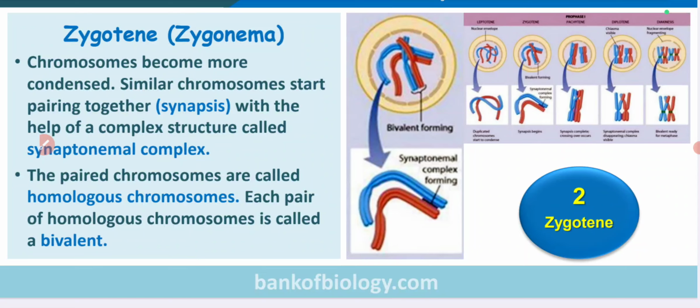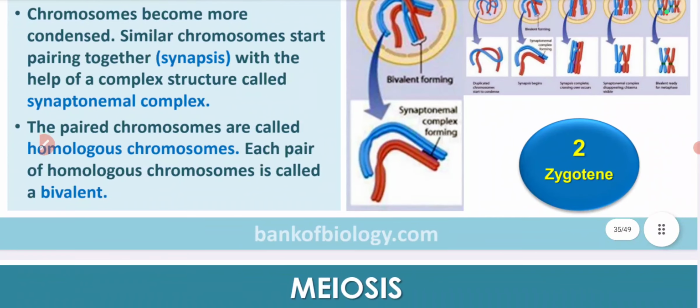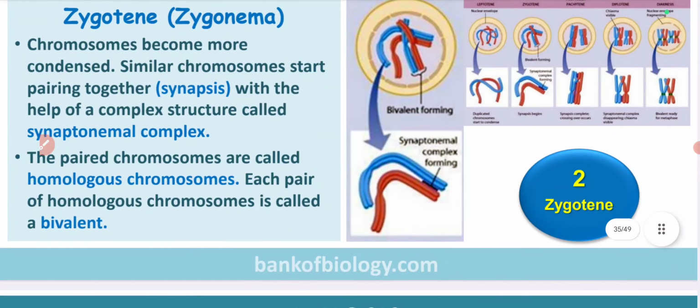And here you can see the help of a complex structure called the synaptonemal complex. So how does synapsis occur? The pairing of similar chromosomes occurs by the synaptonemal complex. Okay. The paired chromosomes are called homologous chromosomes. Each pair of homologous chromosomes is called a bivalent or a tetrad. Well, the word tetrad is in your NCERT. So here you can see the synaptonemal complex forming like this. Similar chromosomes start pairing together. The process is called synapsis, and it occurs by a complex structure called the synaptonemal complex.